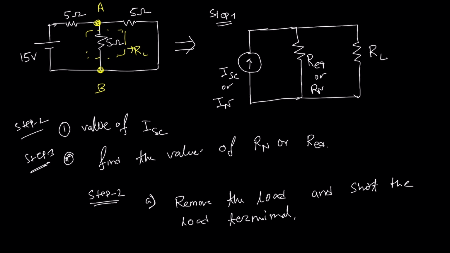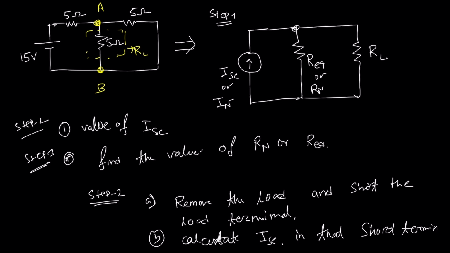Why? We need to calculate the current, not the voltage. For the open circuit, we can calculate the voltage. For the open terminal, there is no current. So how do we calculate the current? We need to short that particular terminal. Then calculate ISC in that short terminal. Okay, so let's go to the next page.